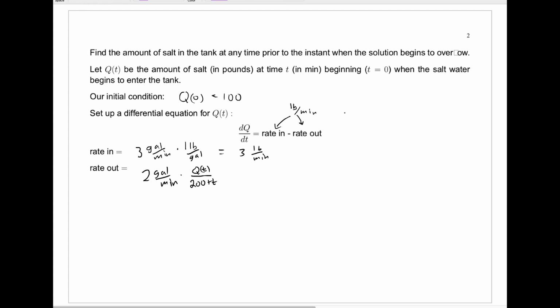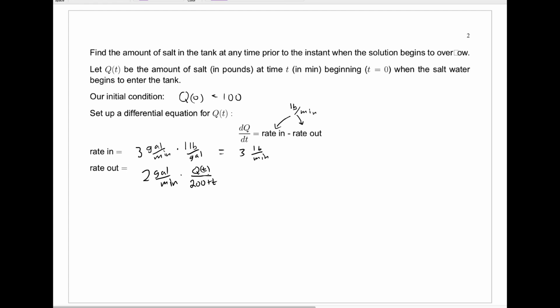So the rate the salt is coming in is 3 pounds per minute. The rate going out is 2 times Q of t over 200 plus t. Check the units here. This is gallons per minute. Q of t is in pounds, and this 200 plus t is in gallons. So we have gallons per minute times pounds per gallon. Again, this ends up being in units of pounds per minute.